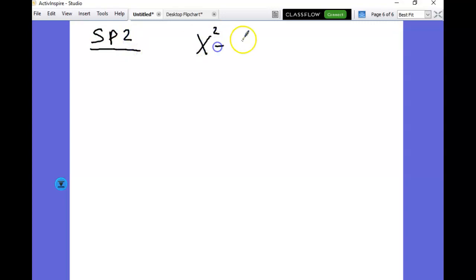X squared minus 5x. So see if you guys can find the derivative of this function using the limit definition of a derivative. All right, guys. Let's chat our way through it here. So I'm just going to start off with this.